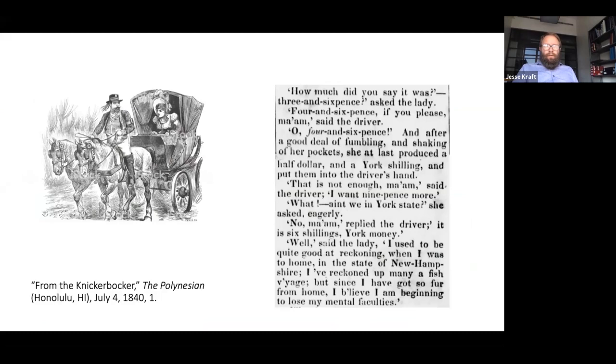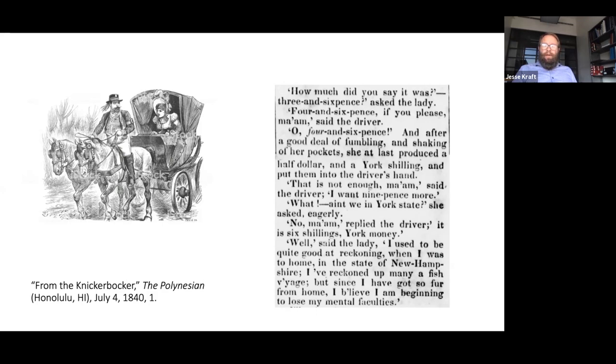Now I'm going to transition to talking about state shillings and pence. I want to read this little vignette that was from the Polynesian newspaper from Honolulu, but the article initially came out in the Knickerbocker, which is the New York City newspaper. And it's of a woman who is traveling up and down the East Coast and discovers the fact that the shillings and pence have different values in each of the respective states.